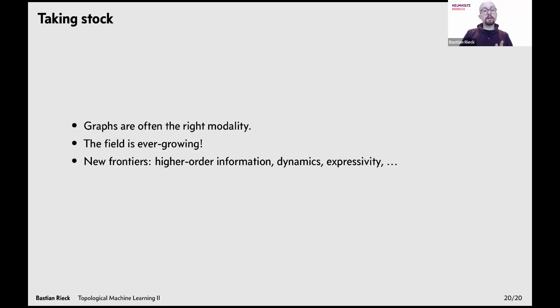But there are also a lot of new frontiers that we have to understand. There's the question of how to integrate higher order information, like the existence of certain cliques or simplices. There's also the question of how to integrate dynamics, right? What happens if you adjust your graph structure a little bit? And the final frontier, as always, is expressivity. So how good is your model in practice and what can it do? And with this, I'm at the end of the first part of the lecture, and I thank you for your attention, and maybe we can take a couple of questions already.